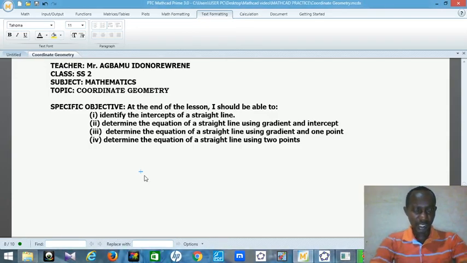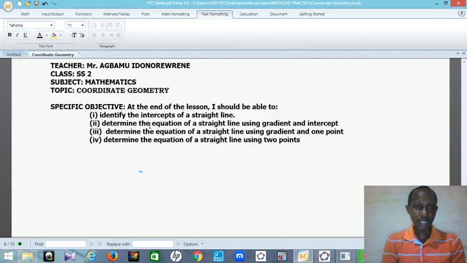But today we want to see how we can use the same gradient to get the equation of a line. This is another important aspect in this topic. Equation of a line. Every line has an equation, and you should be able to determine it if you are asked to do it, especially in this topic, coordinate geometry. But before we go straight to equation of a line, I want us to understand what intercept means. Since we know what gradient means now, we should be able to know what intercept means.